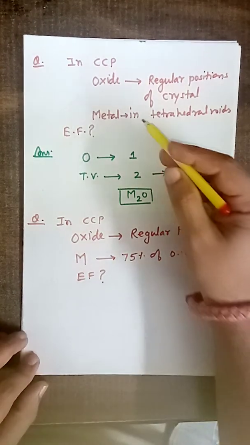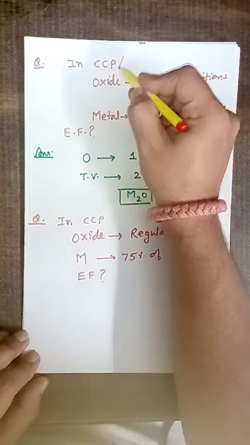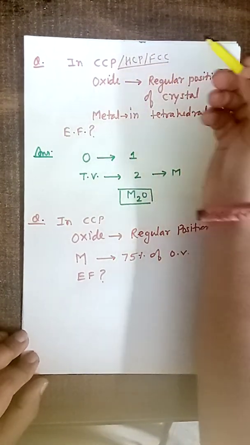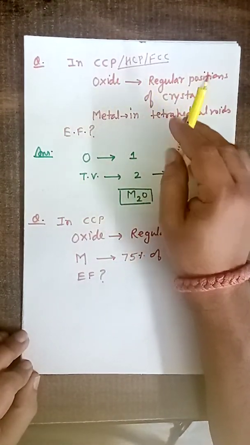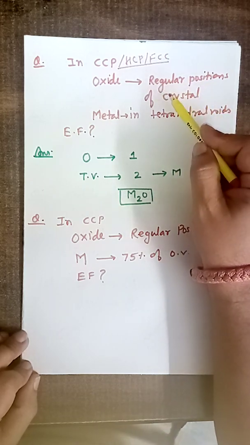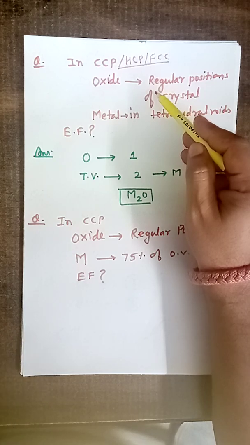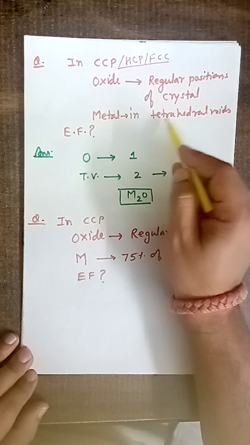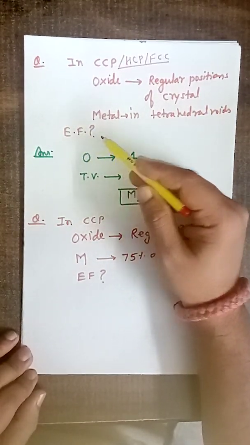The first question: in CCP structure, it may be HCP also, it may be FCC also, the answer will not have any difference. So in this structure, suppose oxide occupy regular positions of crystal. Regular positions of crystal means this is FCC, it means the particles placed at corners and center of phases. This means regular position. And metal in octahedral void. Now determine its empirical formula.